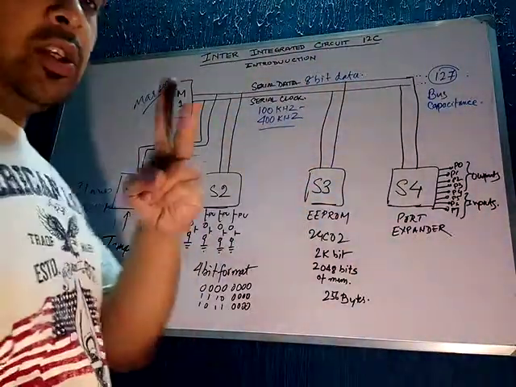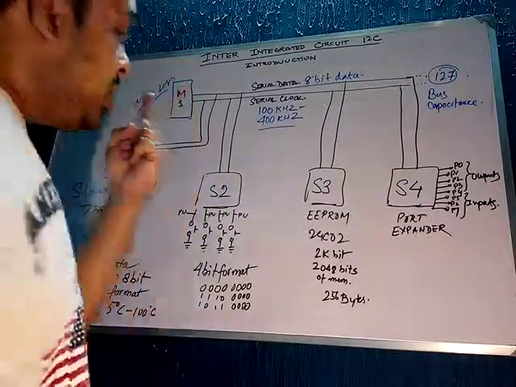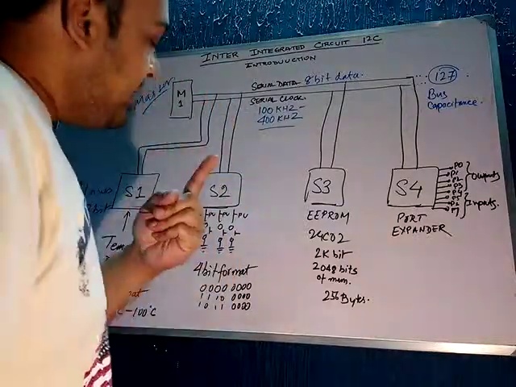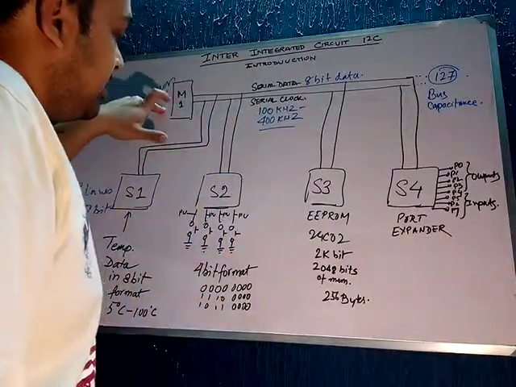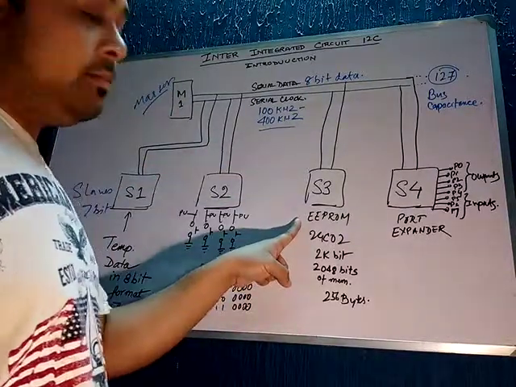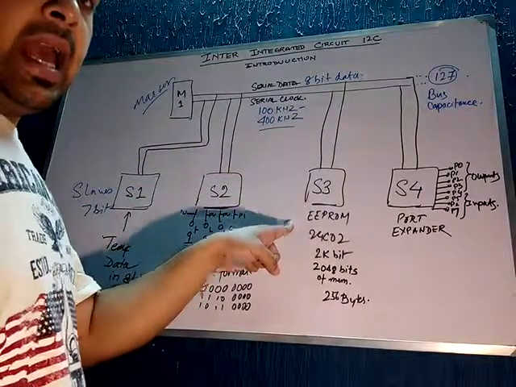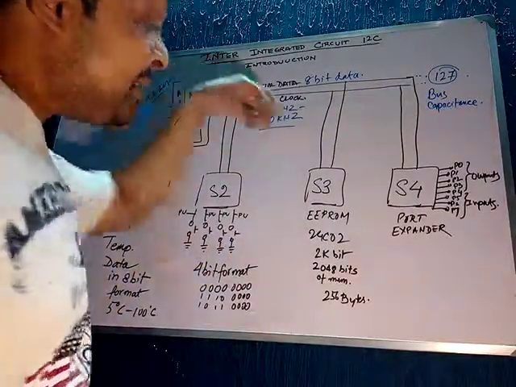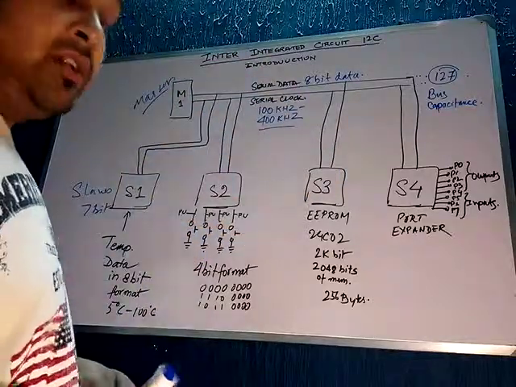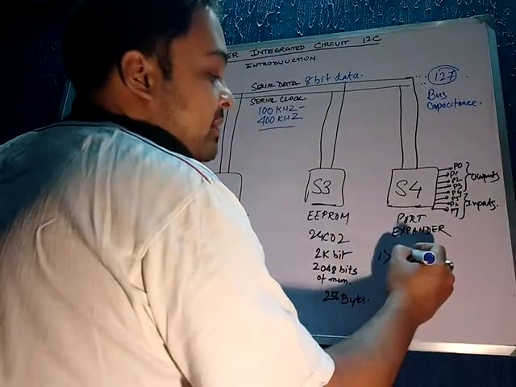I'll discuss 3 conditions. One is when the master starts a communication with an EEPROM or any of the slaves and starts to write some data. That is the writing condition. So the first thing I will discuss is writing data.